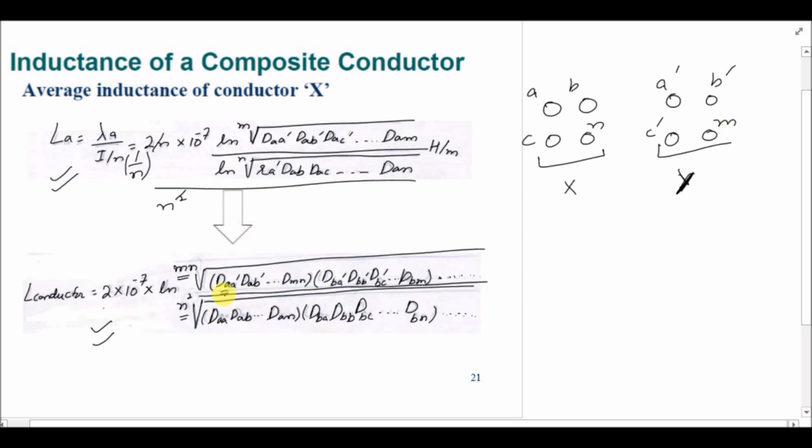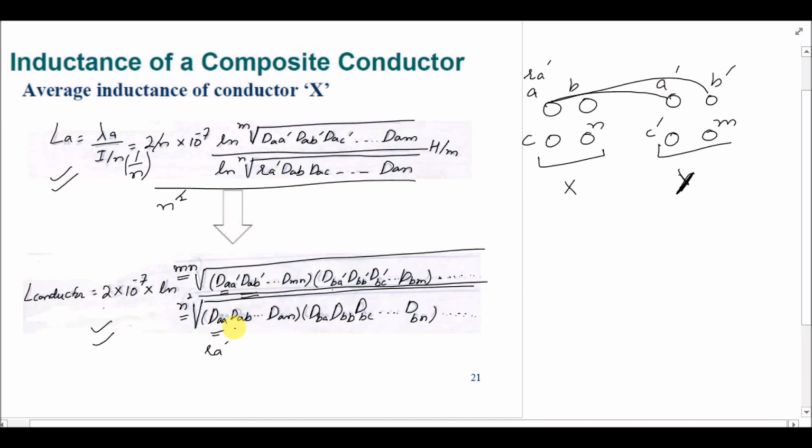So in numerator, what we are having is daa dash. So this is the distance between these two filaments, and then dab dash is actually the distance from a to b dash. Similarly here, b to a dash, b to b dash. So in numerator, what we are having is actually the distance between the filaments of two different conductors, x and y, daa dash. But in denominator, what we have is daa. So this is actually the distance of a with itself. So it is actually the radius ra dash. So this value is actually ra dash.